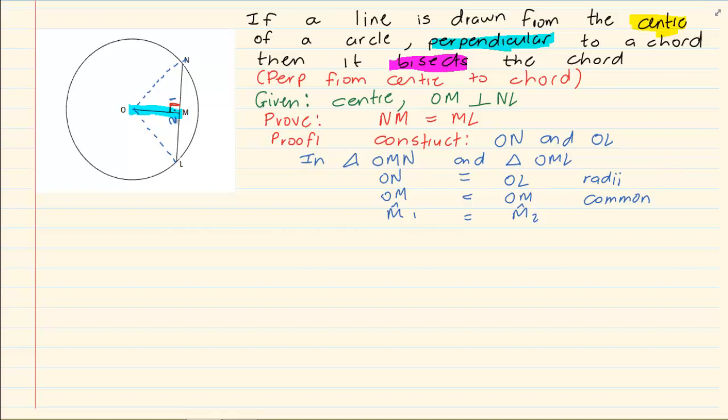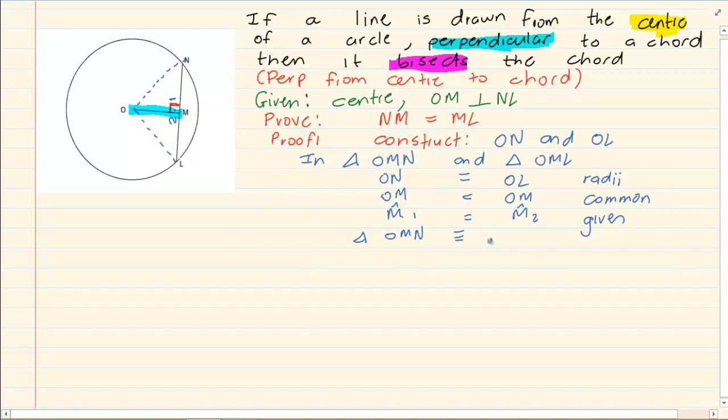And once you fill it in, then you can write M1 is equal to M2, and this was given. How do we know it was given? Because they said it was perpendicular, and perpendicular means it's creating a 90-degree triangle. So we now have that triangle OMN is congruent to triangle OML. And what is our reason? 90 degrees, because we had a 90 degree, hypotenuse, side. We had used the hypotenuse and we had used another side. So it's 90 degrees hypotenuse side.